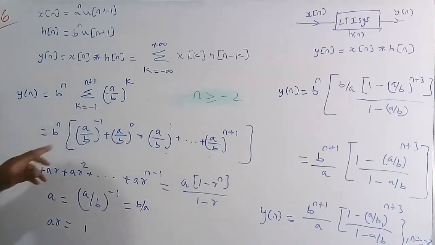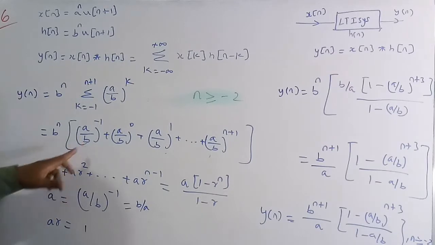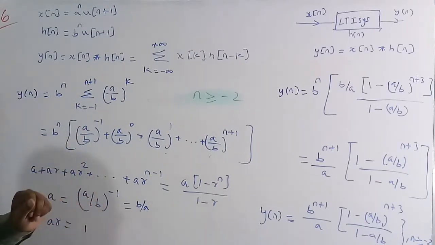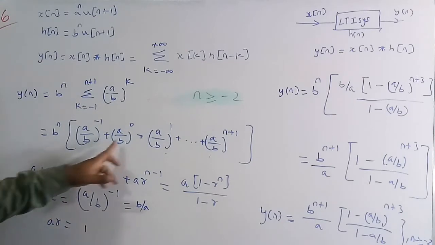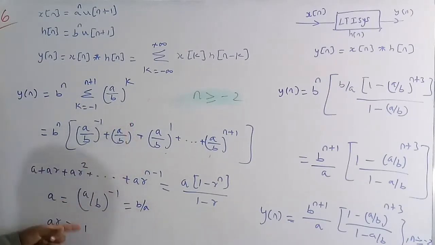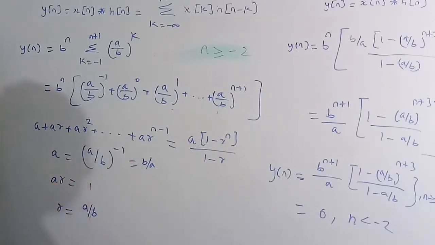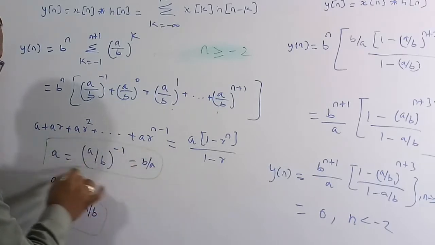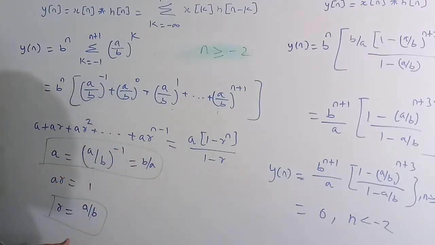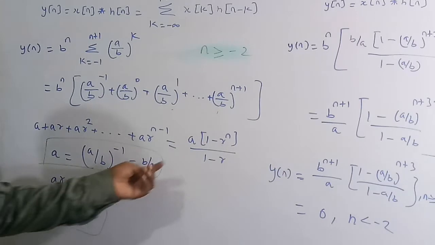So therefore if you see carefully, if you compare these two equations, the initial a is nothing but a by b all to the power of minus 1. It is nothing but b by a, and ar is equal to 1. a by b all to the power of 0 is nothing but 1. So in place of a, substitute b by a. So therefore r is equal to a by b. So these are the two expressions. So we got a is equal to b by a, the first term is nothing but b by a, and the ratio is nothing but a by b. So therefore we have to substitute here.